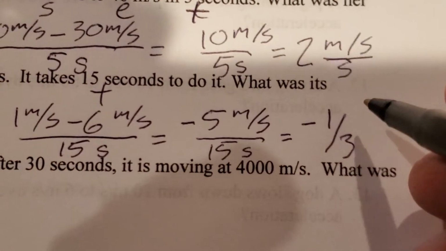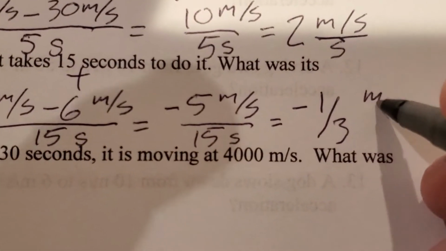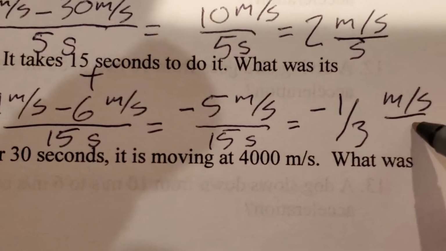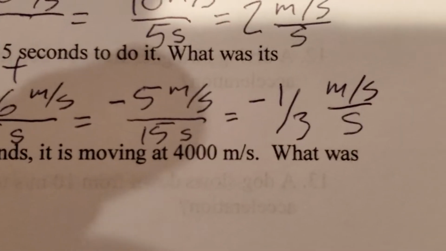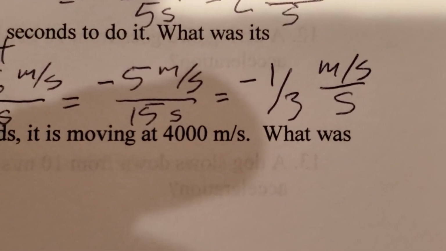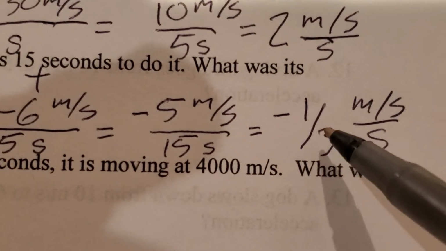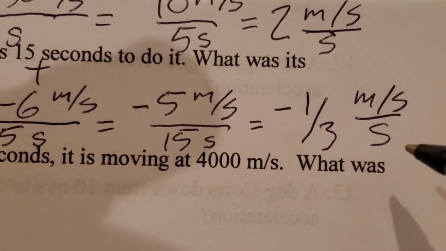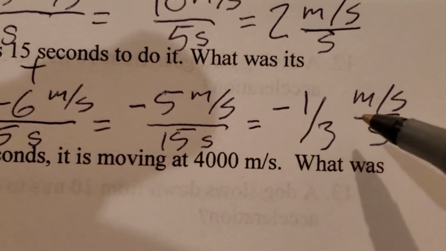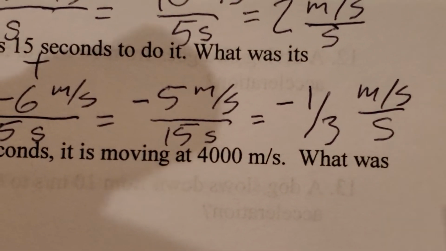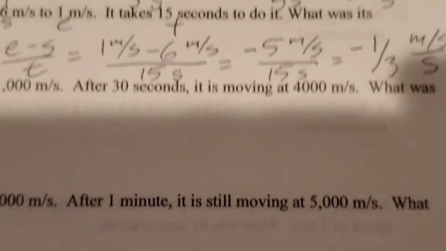And again, our units, we're going to have meters per second per second. Okay, our cat was slowing down. And so each second, it slowed down by 1/3 of a meter per second. Okay, 1/3 of a meter per second per second. And that's what the acceleration units mean.